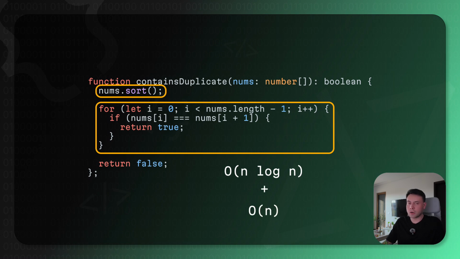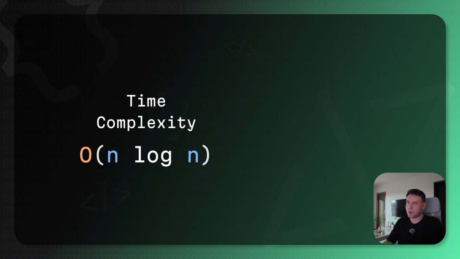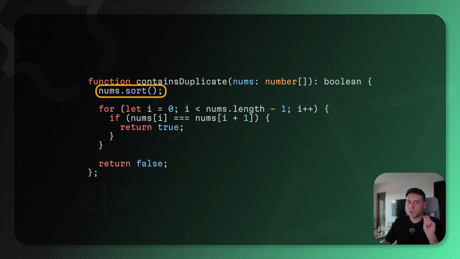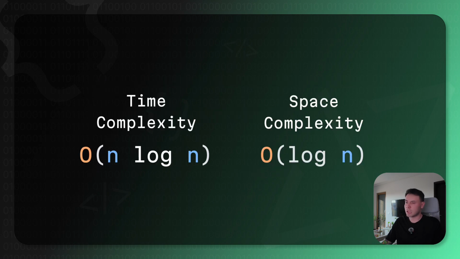That part takes big O of n time. Since n log n grows faster than n, the total time complexity of this approach is big O of n log n. This approach doesn't use any data structures, but the Timsort algorithm itself typically requires up to big O of log n space during sorting. So the space complexity of this solution is big O of log n.